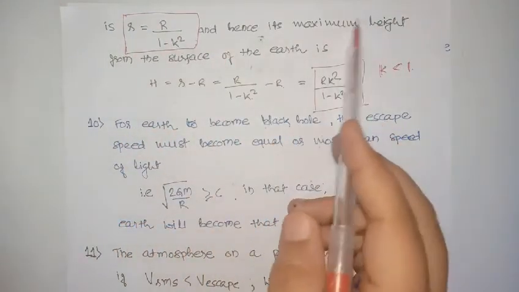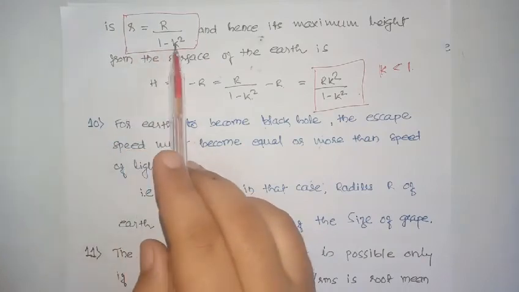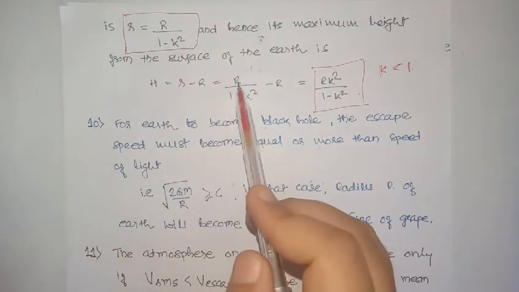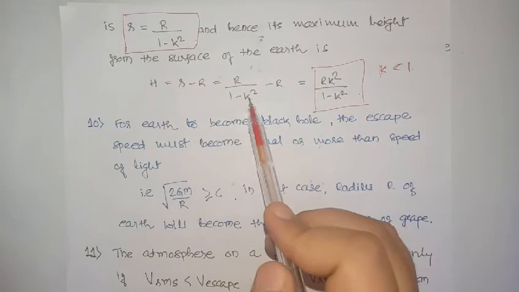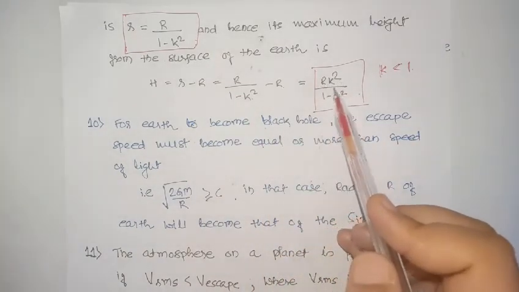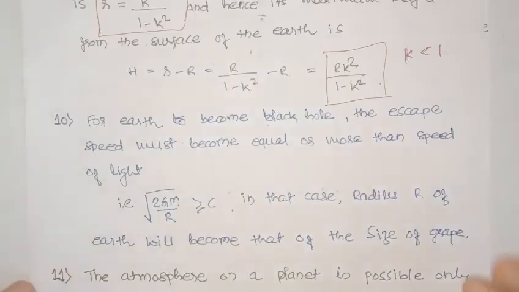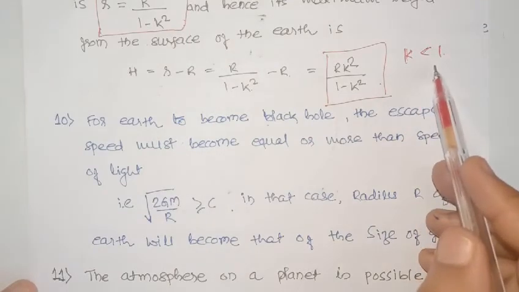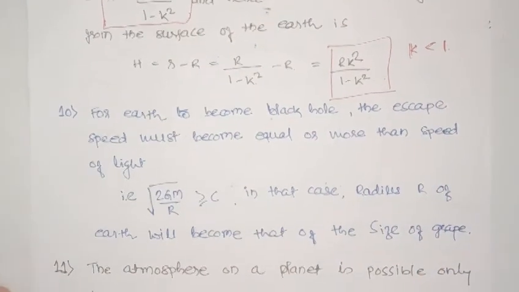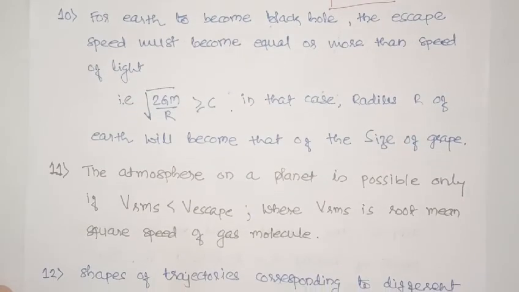So its maximum height from the surface will be, subtract the radius of Earth from this equation, we will get R upon 1 minus k square minus R, that is equal to R k square upon 1 minus k square. These are the values for k equals 1. Now just the example that we have seen.